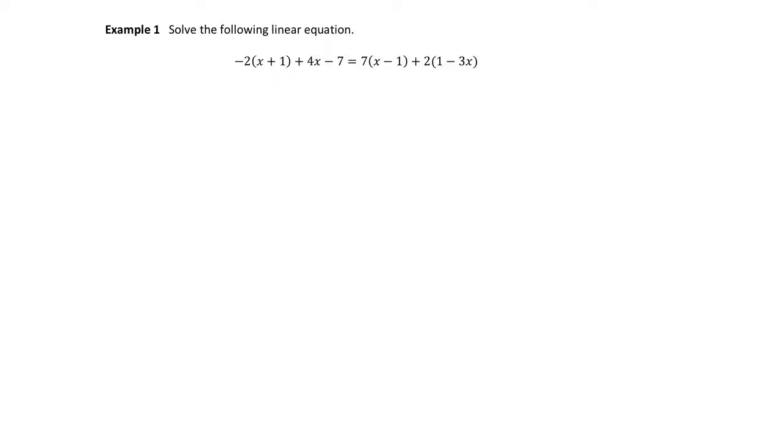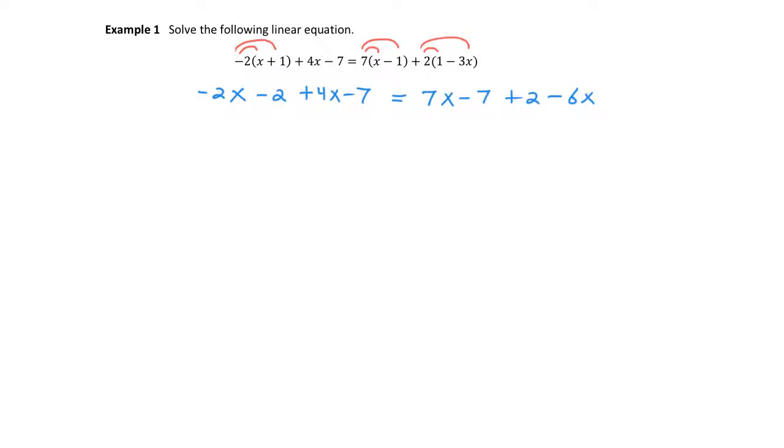So let's begin there. I'm going to distribute this -2 into the parentheses, and if we do that, we get -2x - 2, and I get this + 4x - 7. And on the other side of my equation, I have 2 sets of parentheses, so I'll distribute in the 7 and this positive 2. If I do that, I get 7x - 7 + 2 - 6x.